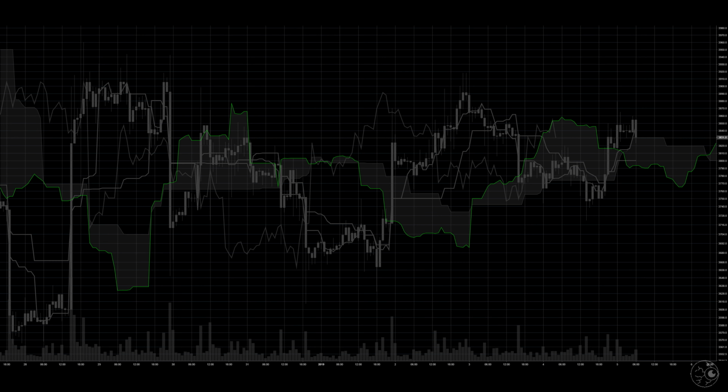Next we have a line called Senkou Span A. Senkou Span A is calculated by the Tenkan-sen plus the Kenjin-sen divided by 2, plotted 26 periods ahead. Senkou Span A is also sometimes referred to as Leading Span 1. Senkou Span A forms one edge of the Kumo, meaning cloud in Japanese.